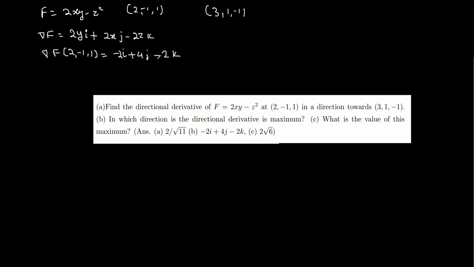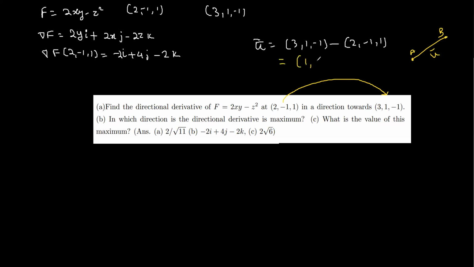And what is vector u? Vector u is 3, 1, minus 1, minus 2, minus 1, 1. Why am I doing minus? Because read the question. In the question, from this toward this direction, so from this point to this point, the vector will be minus. Understood? 1, 3. So question A is very easy.